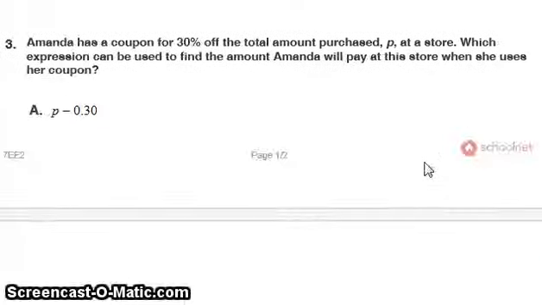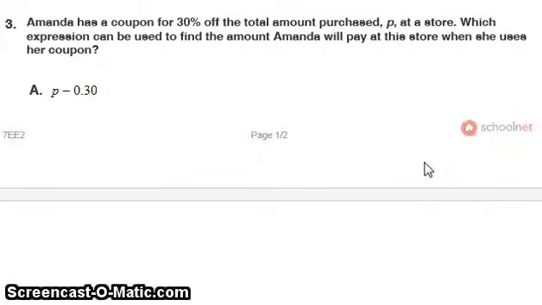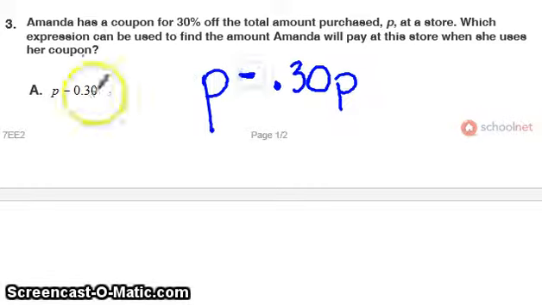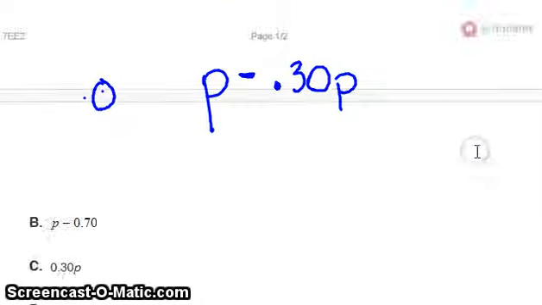Third question, Amanda has a coupon for 30% off of the total amount purchased at a store. Which expression can be used to find the amount Amanda will pay at this store when she uses her coupon? Okay, so 0.3 times P will tell me how much the discount amount is. So I've got to subtract that from the original amount. This is missing the variable here. You got to multiply the 0.30 discount times the original amount. So that one did not do that. So A is not the correct answer choice. Let's look at B, C, and D.